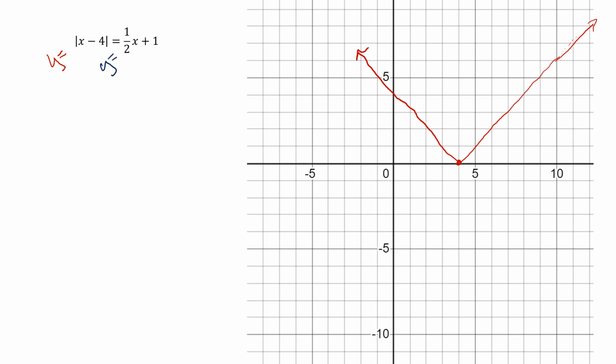And then we can graph the other one. y equals 1/2 x plus 1. We start out at our y-intercept, and then our slope takes us up 1 over 2. Oh, that's an intersection point. Up 1 over 2. Now, it's important to keep going because if you look at this, it's going to intersect in 2 different places.